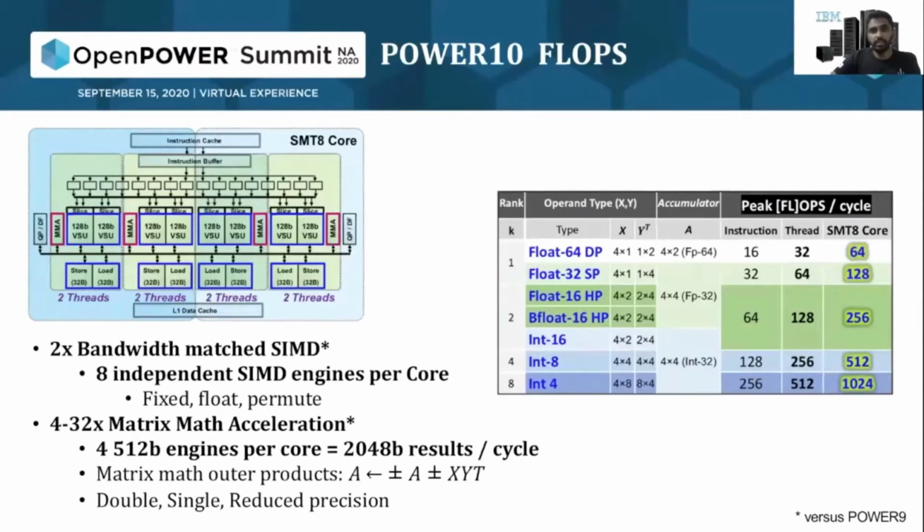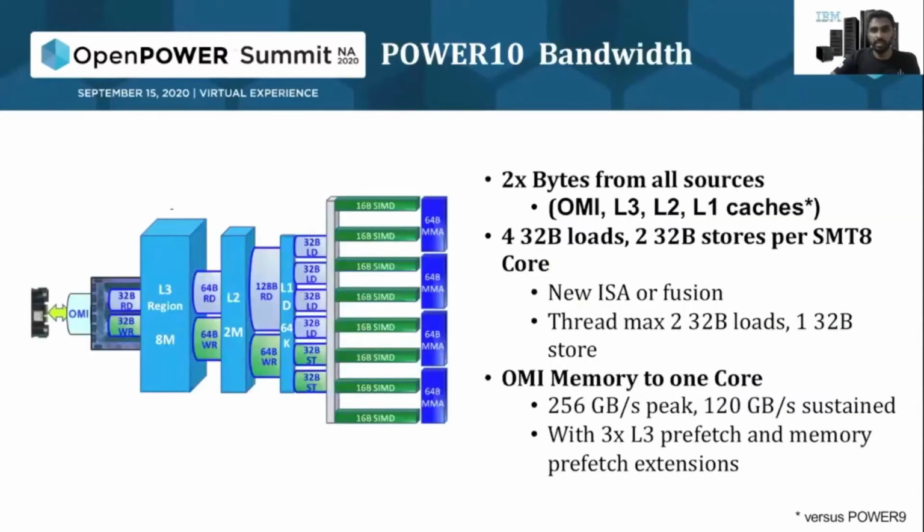These huge compute capabilities will help accelerate AI-infused workflows in the enterprise market. Now that we have seen the compute capabilities, it is very important to feed these MMA and SIMD engines. In order to support the data demand to feed these huge compute engines, the data bandwidth has been doubled, starting from the OMI interface all the way up to the L1 cache. Features like fusion and 32-byte load instruction support aid these data demands for the MMA unit. Overall, each SMT8 core can support 4 32-byte loads and 2 32-byte stores every cycle from the L1 cache.